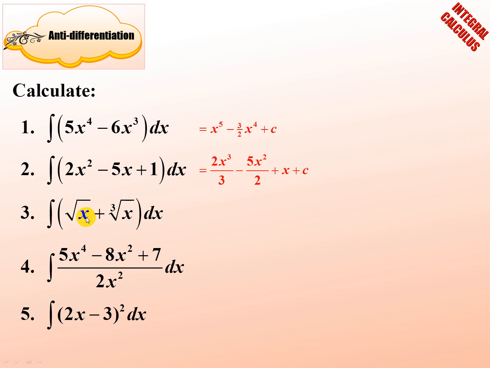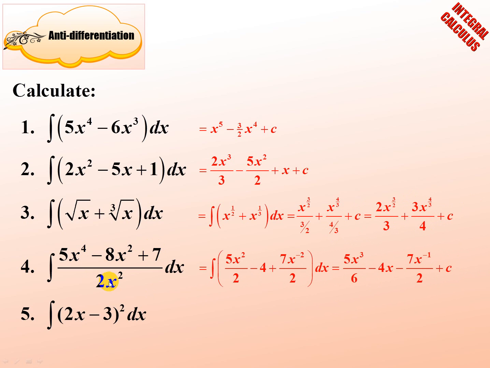This one we're going to have to write as x to the half and x to the 1/3 in order to be able to do it. And now we're going to say half plus 1 is 1.5 or 3 over 2, and we divide by the 3 over 2. 1/3 plus 1 is 1 1/3 or 4 over 3, so we have to divide by 4/3 plus c. Now when you divide by 3 over 2, it means you multiply by 2 over 3. When you divide by 4 over 3, it means you multiply by 3 over 4 plus c.